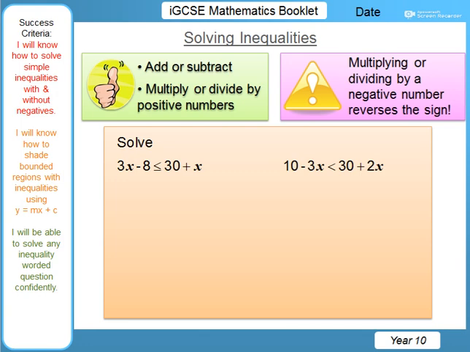So just to reiterate and reflect on what I just said, if you add or subtract on both sides of the inequality, or multiply or divide by positive numbers, then you leave the sign as it is. You keep it as a less than sign, or a less than or equal to sign. However, if you multiply by a negative number on both sides, or you divide by a negative number on both sides, that reverses the sign. It switches over the less than sign to a greater than sign, or a less than or equal sign to a greater than or equal sign.